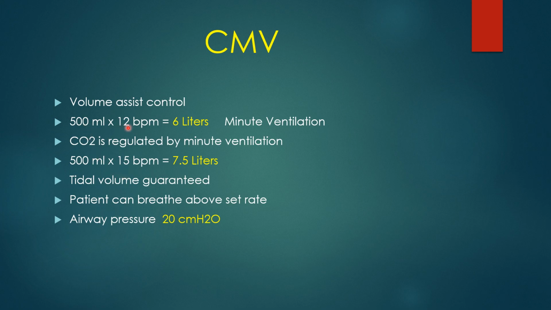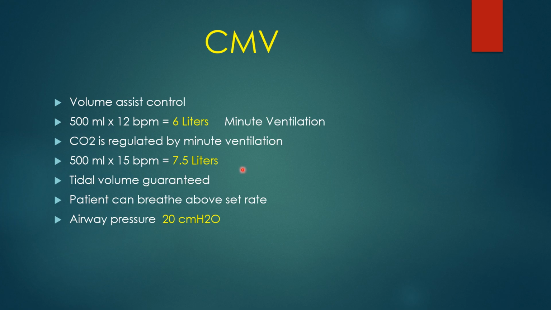We went from 500 times 12, that's 6 liters a minute, to 500 times 15, which is 7.5 liters per minute. And we do a blood gas and his CO2 is 40. We nailed it. We're good. Well, now the things to remember about this SIMV is that the tidal volume is guaranteed. So that tidal volume is going to be pushed into that patient by the ventilator. And the ventilator is going to have to generate a certain amount of pressure to put that volume in. How much pressure does it take to deliver a 500 tidal volume into somebody's lungs?